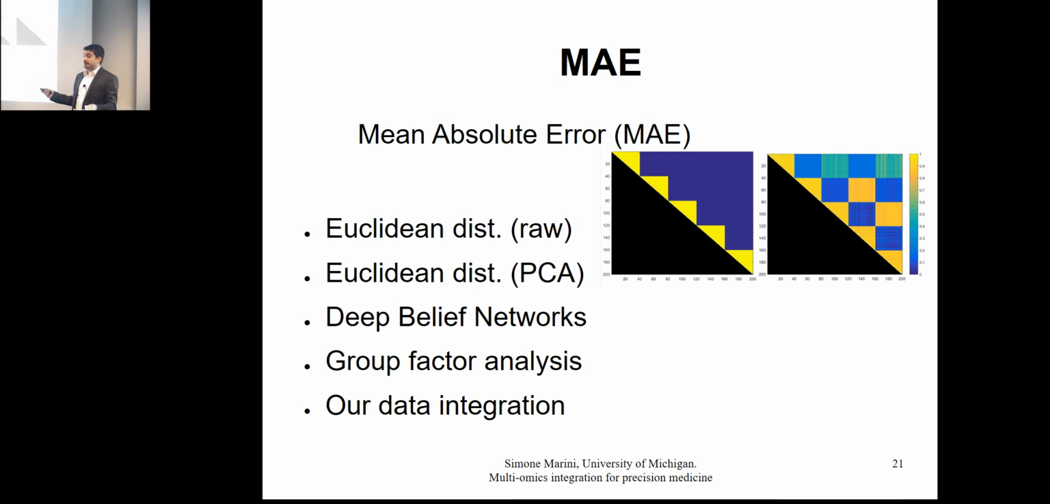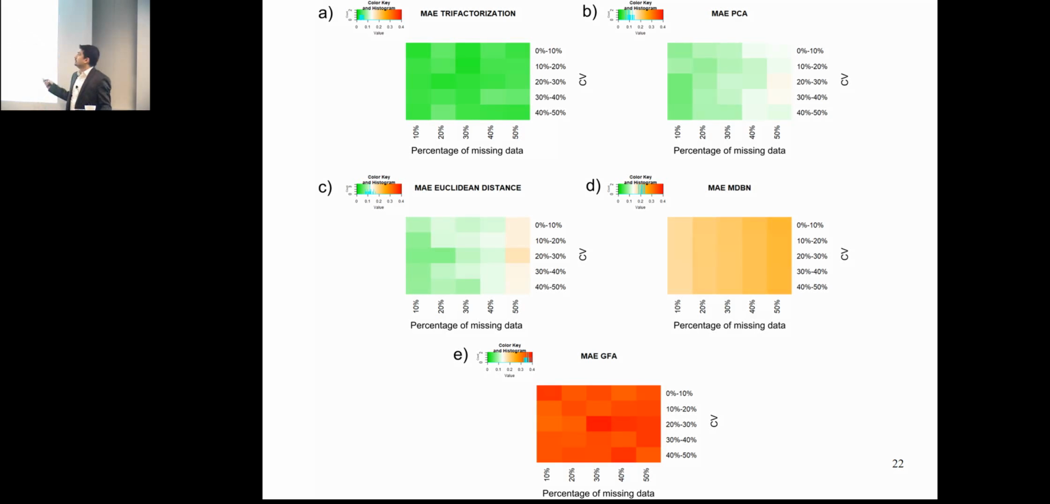So we can run Euclidean distance, for example, on the raw data. We can run a PCA on the raw data and then calculate Euclidean distance on the PCA elements. We can use deep belief networks, which are a deep learning algorithm. And we can run group factor analysis, which is another factorization technique, very similar to the one that I discussed, but not considering the external, the indirect information. Okay, so here we are.